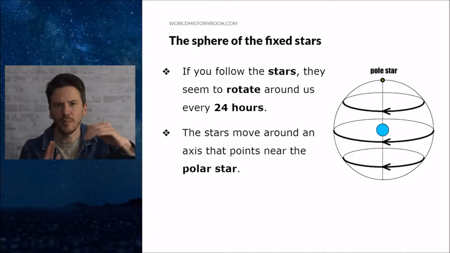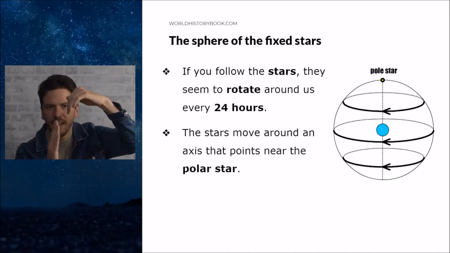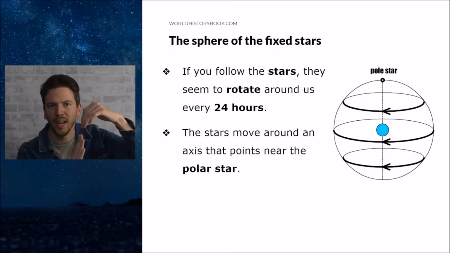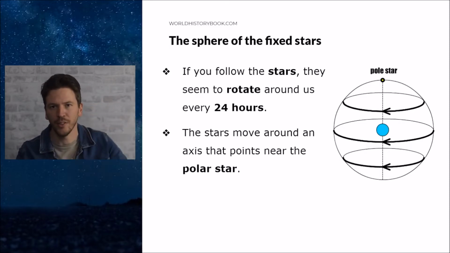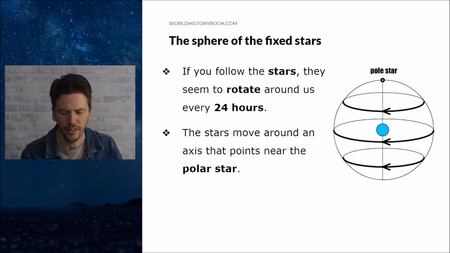The stars all seem to move around an axis, and this axis points, by accident, to the polar star, as you can see in the image as well.